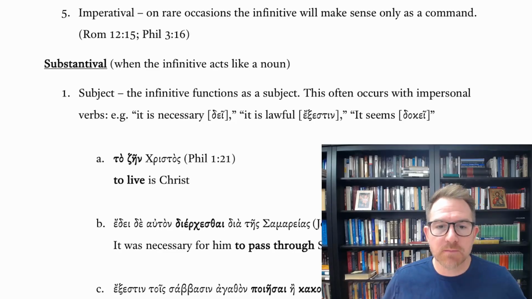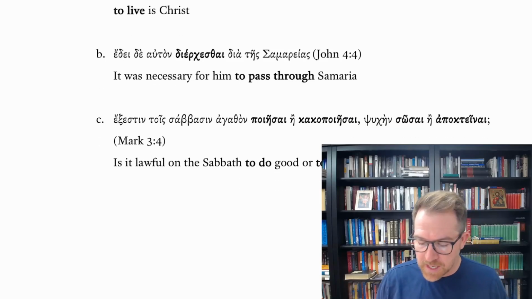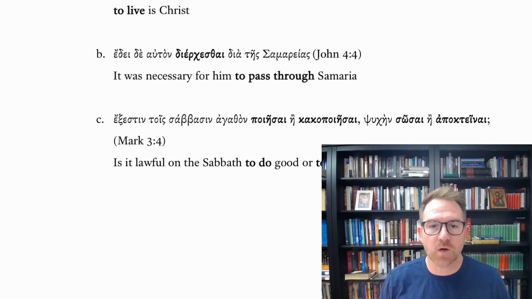What about when the infinitive, the verbal noun, acts like a noun? Well, it can be the subject of a sentence. So the infinitive can function like a subject with impersonal verbs. So you often see this: it is necessary, it is lawful, it seems. So Philippians 1:21, to zēn Christos, to live is Christ. Edei de auton dierchesthai dia tēs Samareias. It was necessary for him to pass through Samaria.